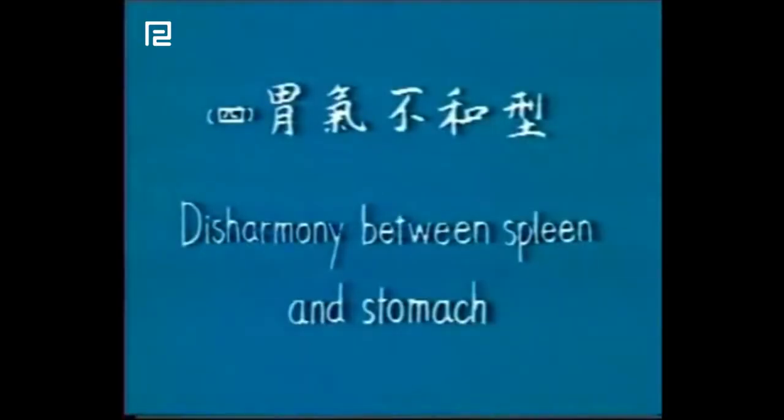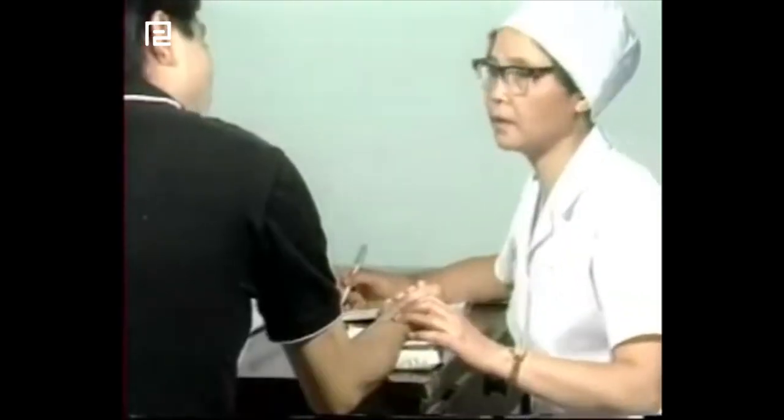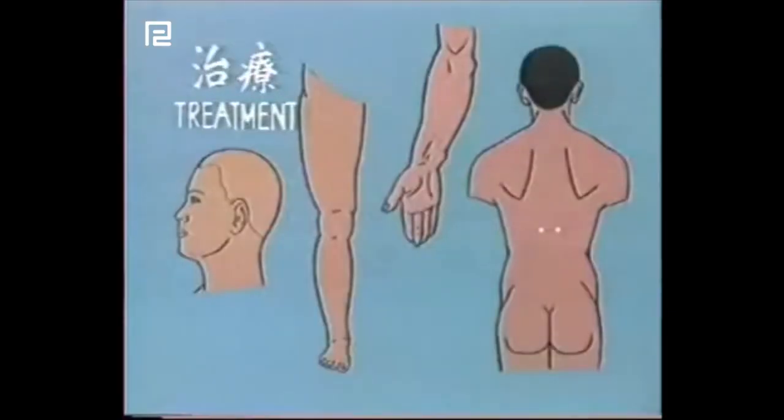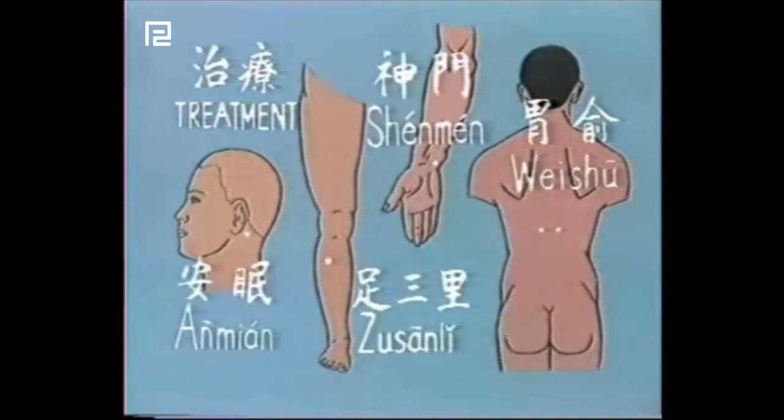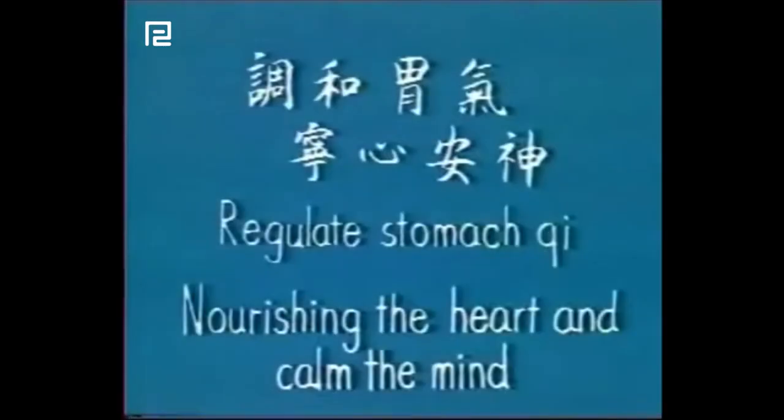Four, disharmony between the spleen and the stomach. The patient has insomnia caused by a poor diet, which leads to a stomach qi disorder. The patient has a slippery pulse together with a greasy tongue coating. Treatment: Weishu, Bladder 21, Zusanli, Stomach 36, Shenmen, Heart 7, and Anmian, Extra Point. This prescription can regulate the stomach qi and relieve mental stress.